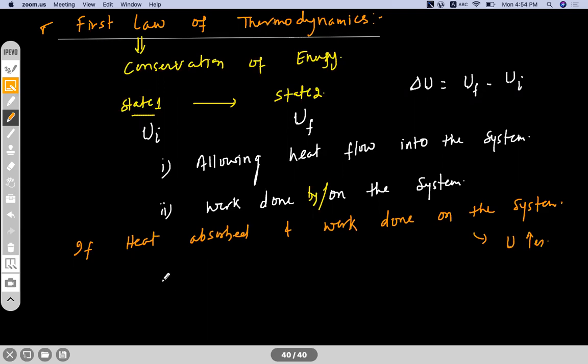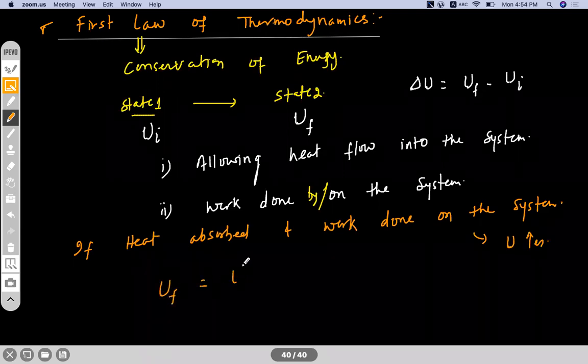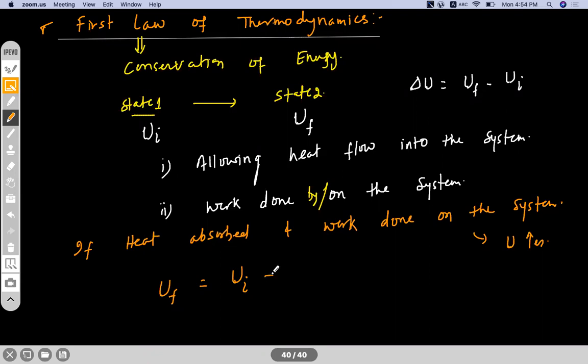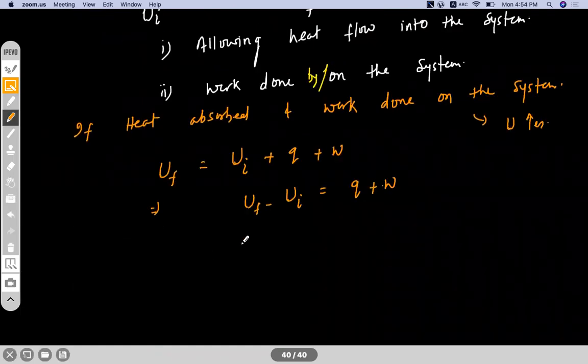So the final internal energy UF is equal to the initial internal energy UI plus Q amount of heat absorbed and work done on the system, so plus W. So UF minus UI, delta U, is equal to Q plus W, where W is the work done on the system. Always keep that in mind.